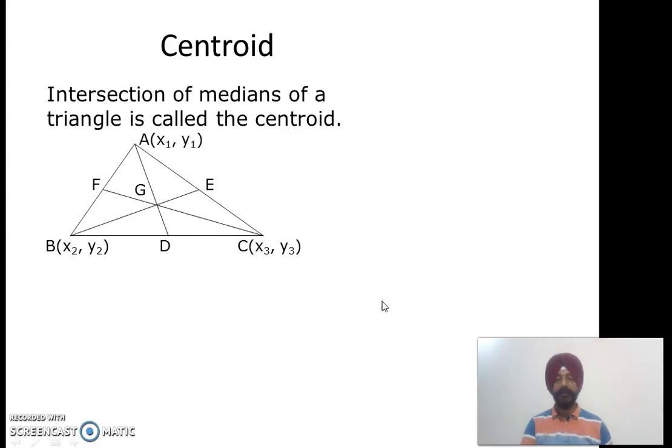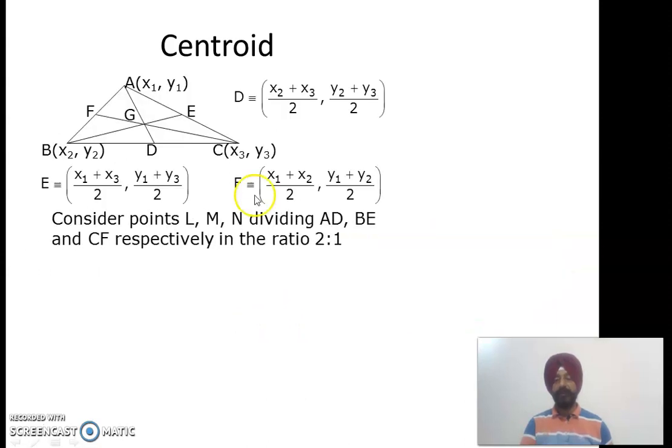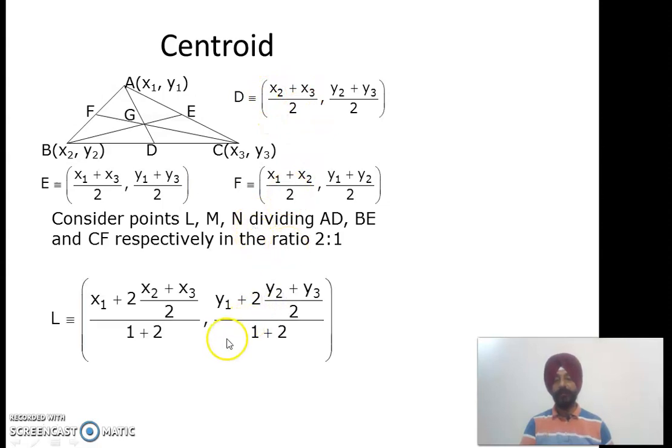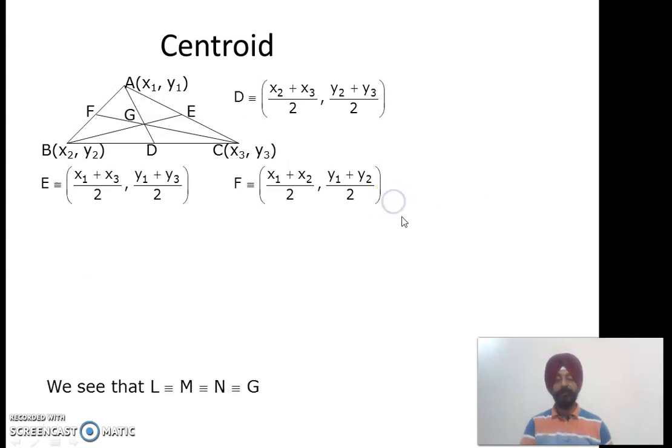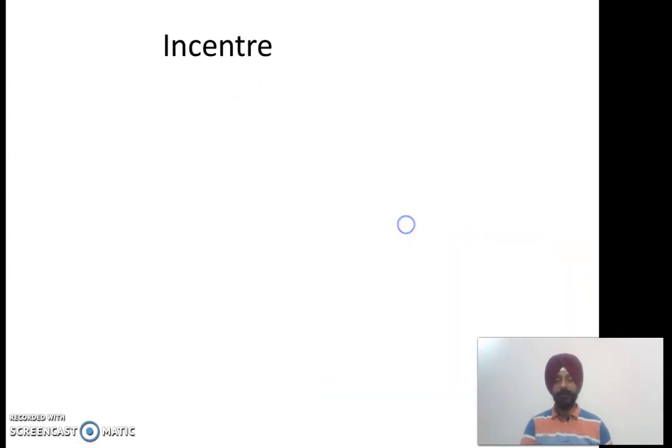The intersection of the medians of a triangle is called the centroid. The centroid is always denoted by G. And how to find the centroid? The centroid is (x1 plus x2 plus x3) by 3, and similarly (y1 plus y2 plus y3) by 3. So this is the centroid of a triangle. We have seen this in the earlier section also.